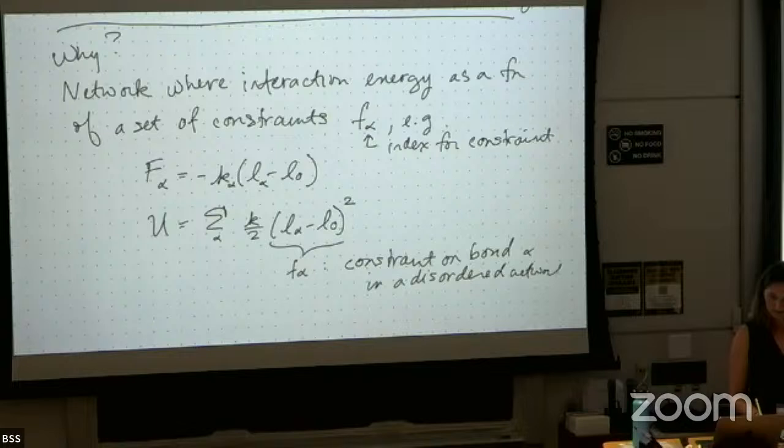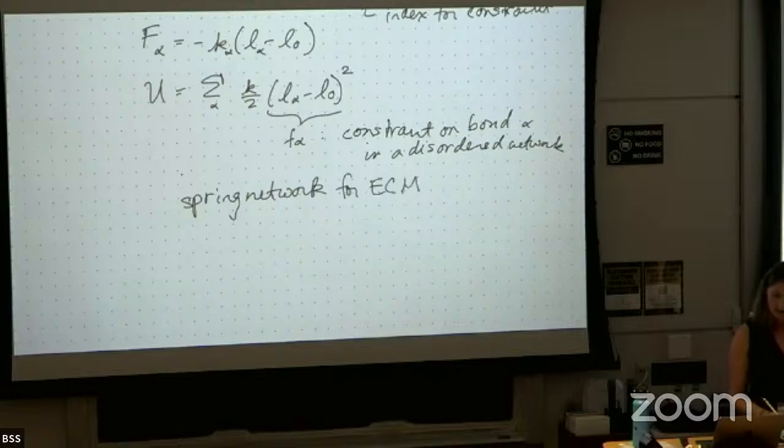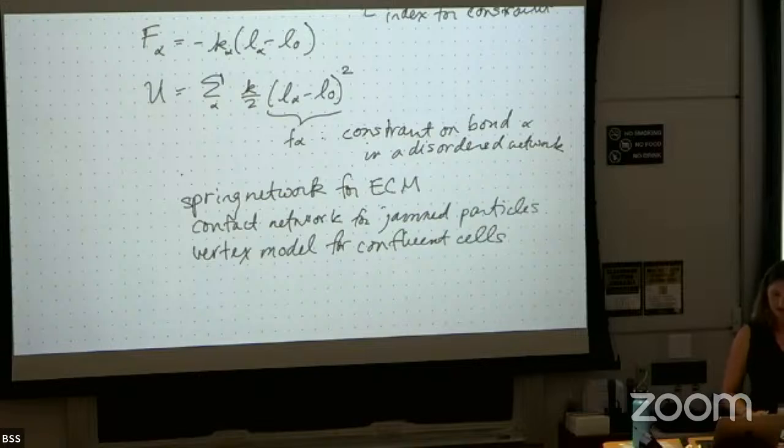Great. Okay. And just to say, this is good. This could be a spring network of the sort that Professor Das talked about a couple weeks ago for ECM. It could be a contact network for jammed packings, or it could be a vertex model. You can write all three of these things in exactly this form. So it could be a vertex model for confluent cells. Any of these work. They can be written in this form.